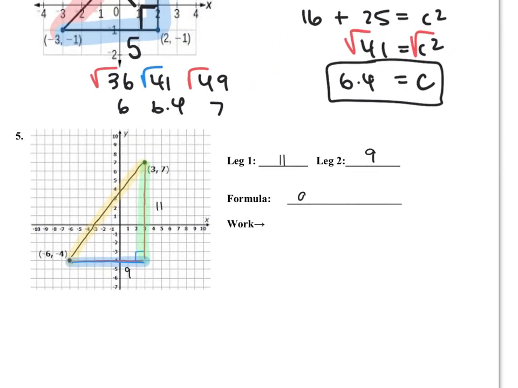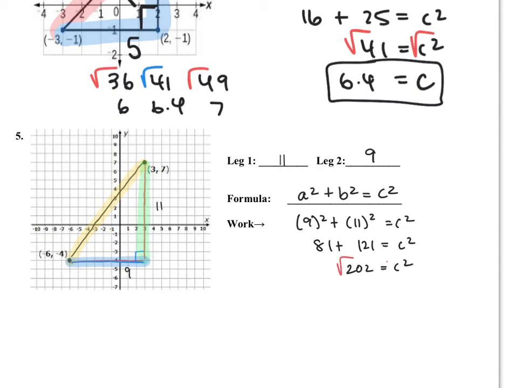And so then I'm going to use my formula, a squared plus b squared equals c squared. Then I'm going to substitute in my legs. So 9 squared plus 11 squared equals c squared. 9 times 9 is 81. 11 times 11 is 121. And if I add these, I'm going to get 202. And then the inverse of squaring is to square root, which means c will equal 14.2 units.